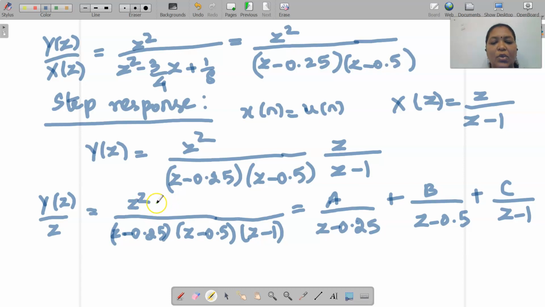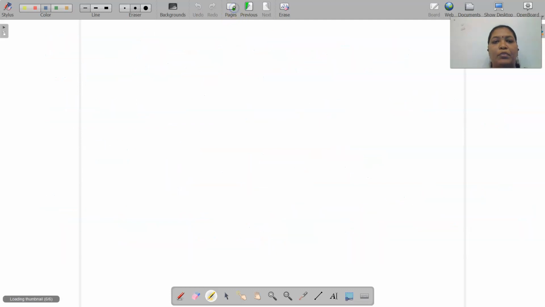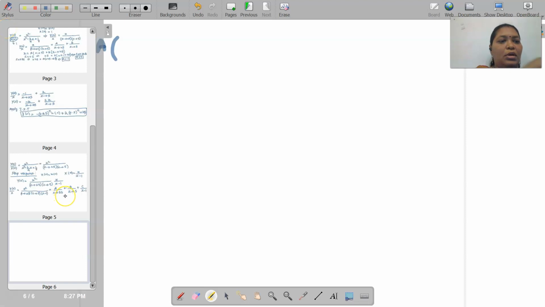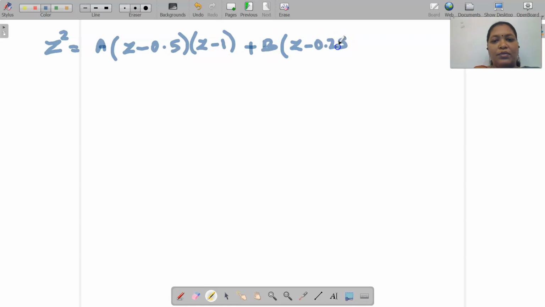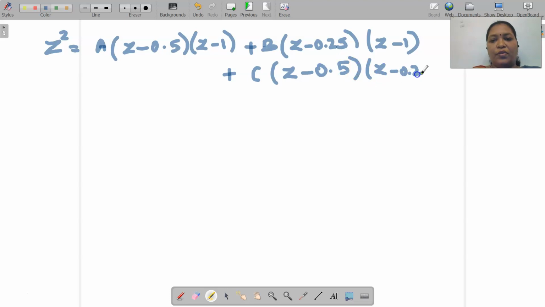So now the left hand side is z square. Here we have to cross multiply and find out your A value, B value and C value. So now left hand side is z square, and when we cross multiply, for A the term is z minus 0.25 times the other terms, z minus 0.5 into z minus 1. For B, we have z minus 0.25 into z minus 1. For C, we have z minus 0.5 into z minus 0.25.